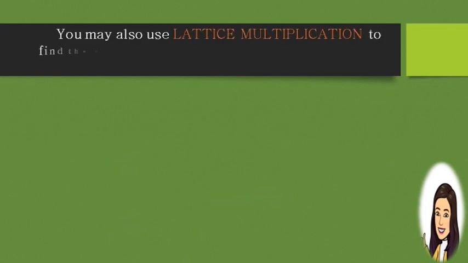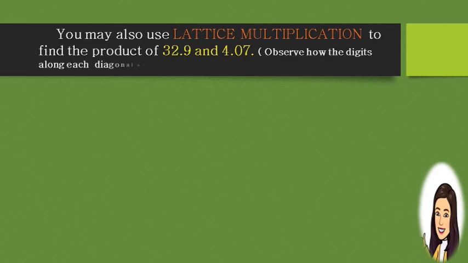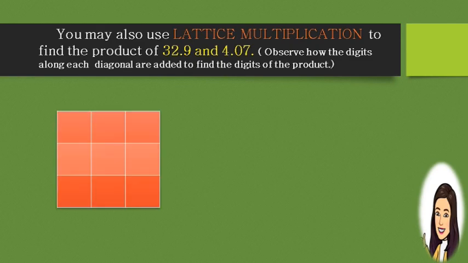You may also use lattice multiplication to find the product of 32 and 9/10 and 4 and 7/100. Observe how the digits along each diagonal are added to find the digits of the product. First, we will create a box with the same number of digits as our factors. We have 3, 2, 9 or 32 and 9/10 at the top, then 4, 0, 7 or 4 and 7/100 at the right side, then we will create a diagonal line.